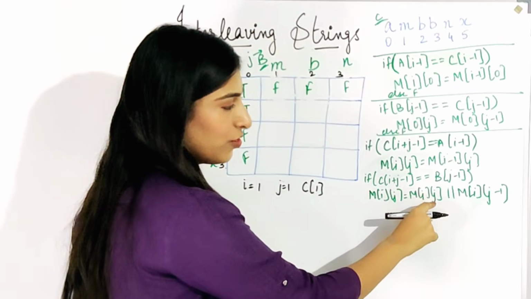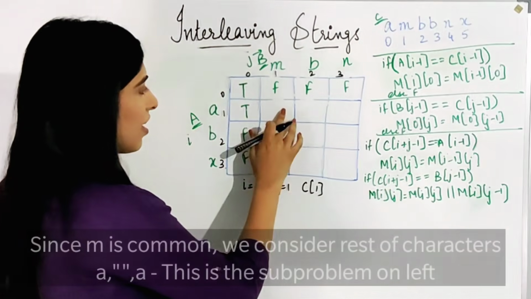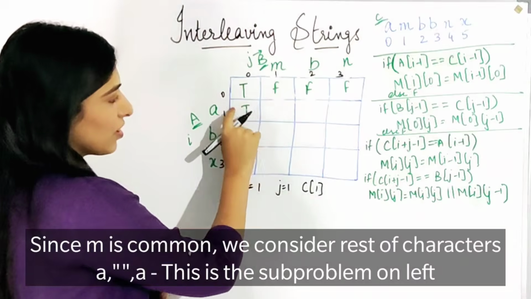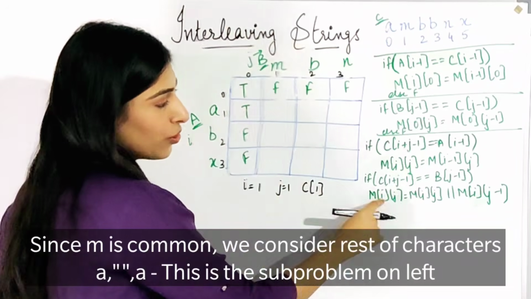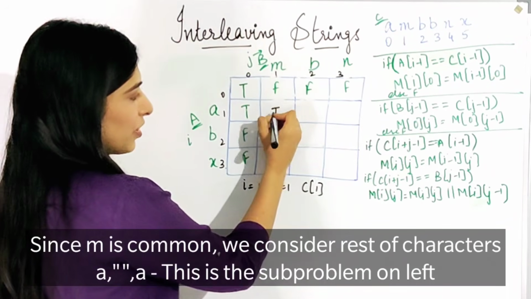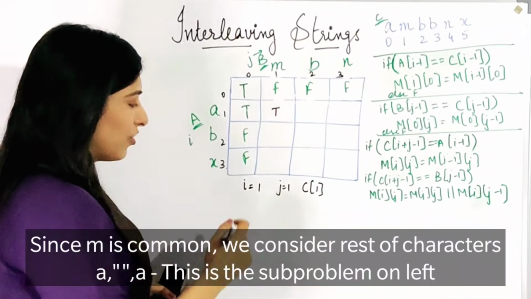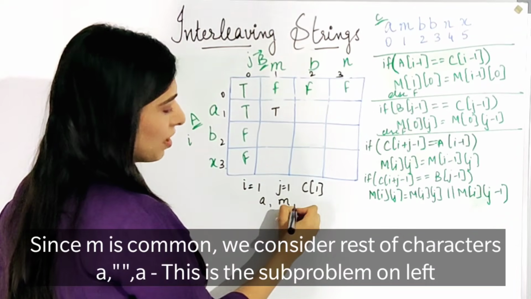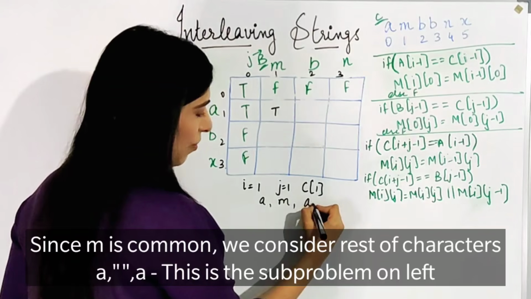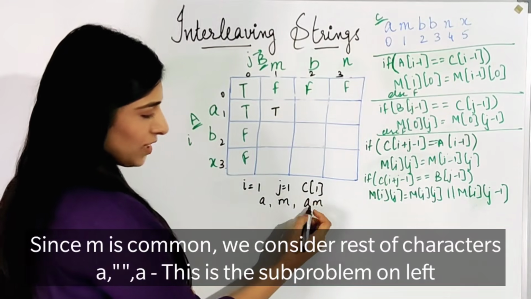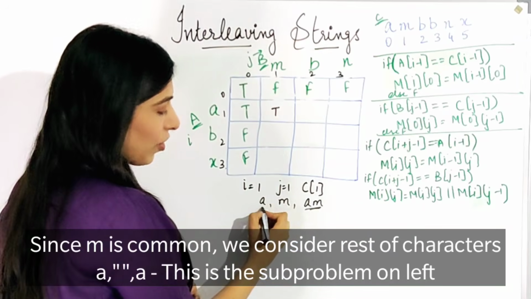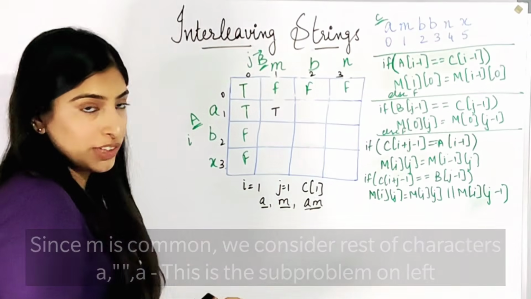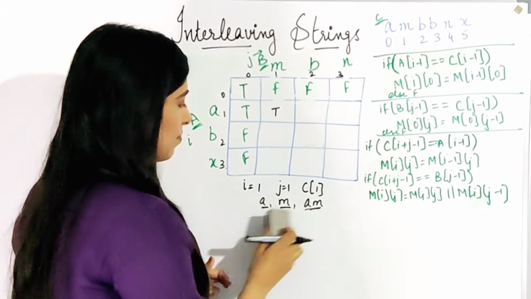So here I will have to do false or the answer on the left, okay? So here it was true. So true or false, it will be true, right? And let's see if that is right or wrong. So here the subproblem that we were considering was AM, and 2 characters from here, AM. So yes, it will be true because AM is interleaving of A and M. So yeah, till now it works. Let's come to our next subproblem.